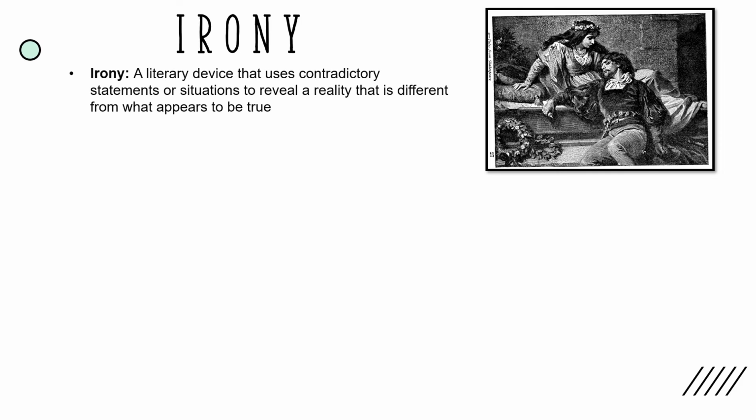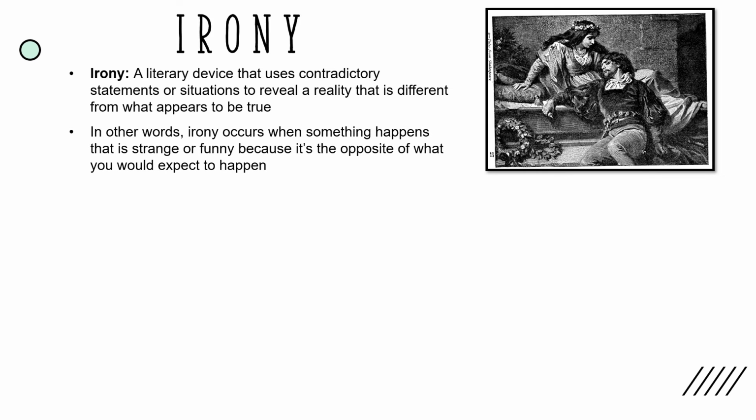Next, irony is a literary device that uses contradictory statements or situations to reveal a reality that is different from what appears to be true. In other words, irony occurs when something happens that is strange or funny because it's the opposite of what you would expect to happen. There are three types of irony: verbal irony, situational irony, and dramatic irony.